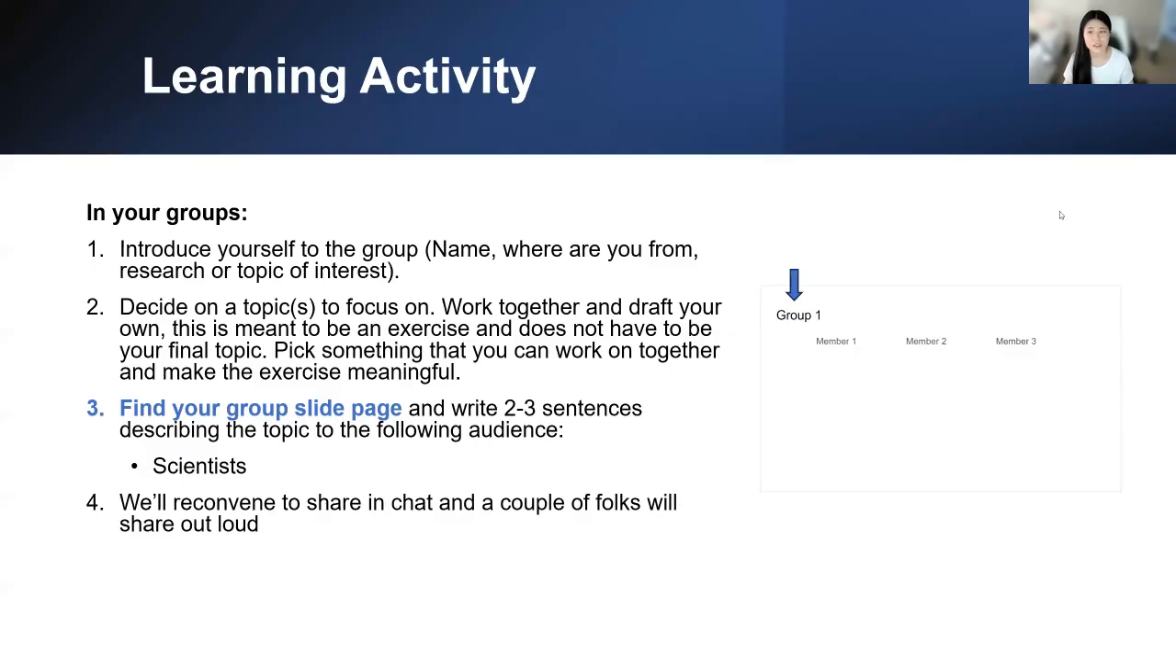Perfect. Alrighty, so I am going to be sending you into breakout rooms. You'll be in groups of 3 to 4. Go ahead and introduce yourself, decide on a topic that you want to focus on, and find your group slide page based on the room number you're in. If you're in room 1, you're on group page number 1. These will be Google Slides that you can populate together. Then we're going to reconvene and share and chat.